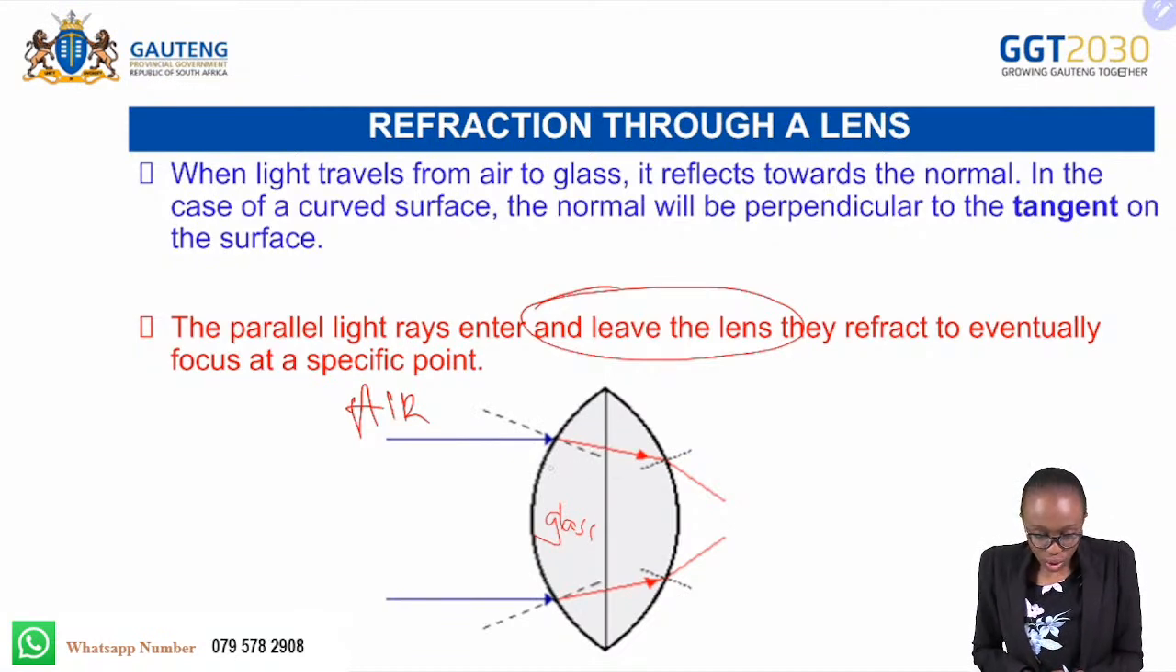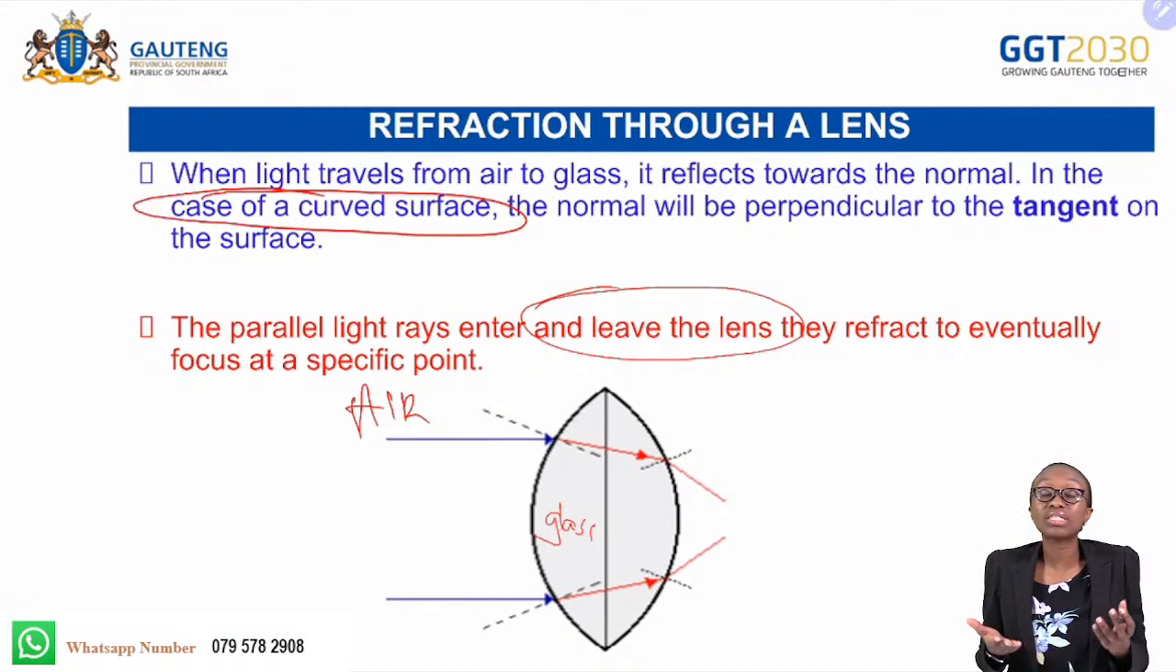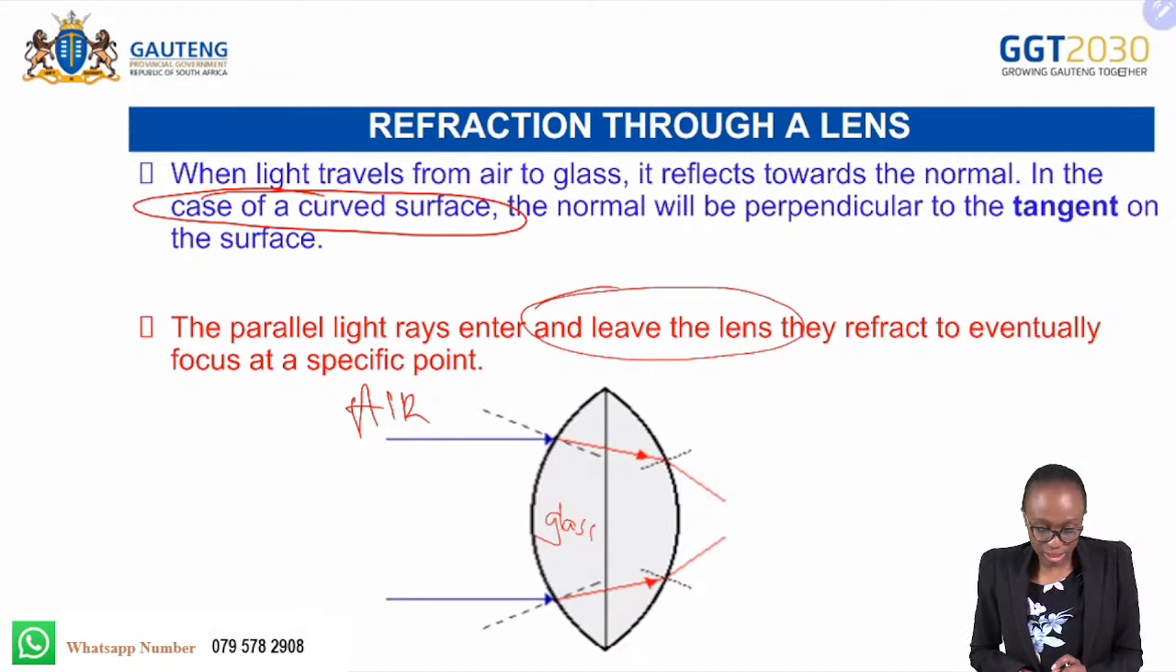But in the case of a curved surface, not all surfaces are flat. Remember when we were learning about rough surfaces? Some smooth surfaces are actually curved. So in this case, we have this curved surface here. In the case of a surface that is curved like this one, the normal will be perpendicular to the tangent on the surface.